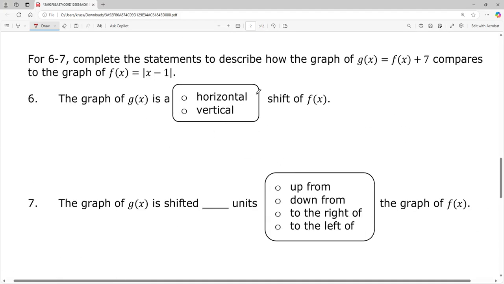Okay, so here is a complete the statement that best describes what's going on here. We have the graph g sub x is f sub x plus 7, and then how that compares to f sub x, the absolute value of x minus 1. So complete the statements to describe how the graph g sub x equals f sub x plus 7 compares to f sub x equals the absolute value of x minus 1. Okay, well, I think this is a typo. G sub x is a vertical shift of f sub x. Yeah, this has got to be a typo.